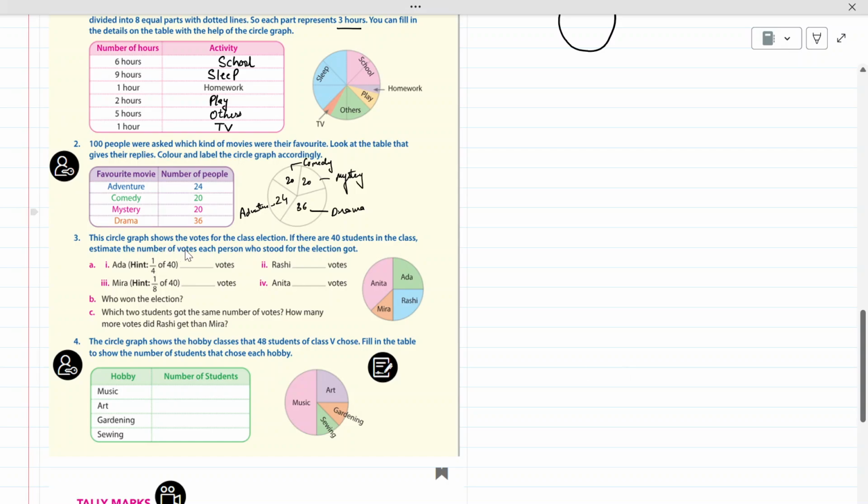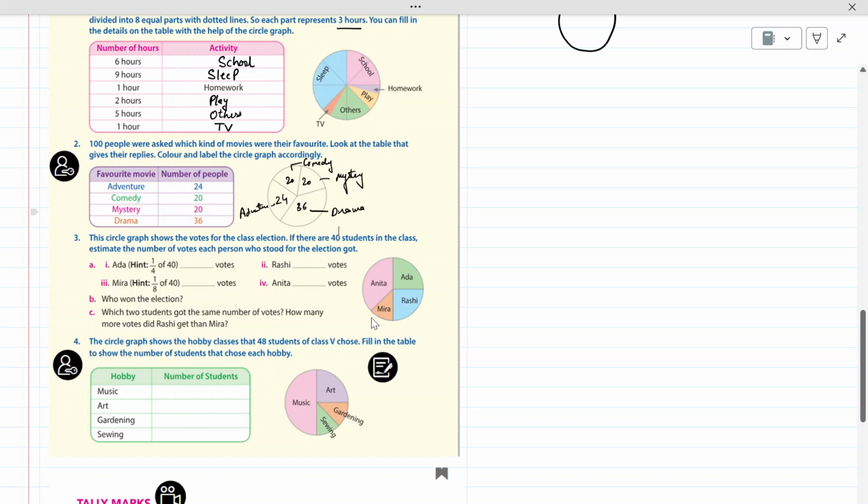The circle graph shows the vote for class election. If there are 40 students in the class, the whole circle represents 40. Estimate the number of votes each person who stood for election got. So we have to see how many votes each person has got here.